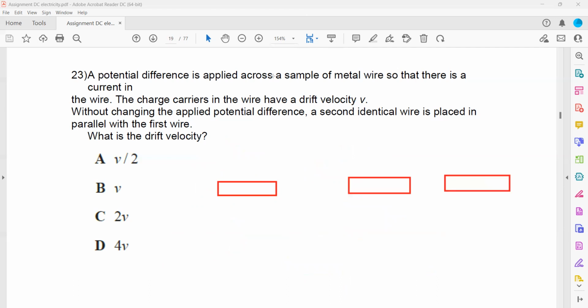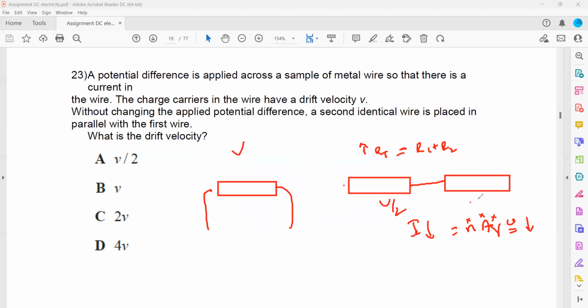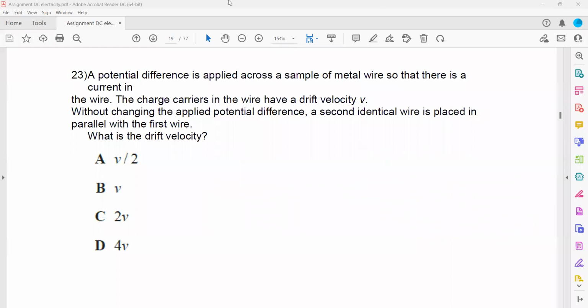So now what will happen, because when we connect two components in series, the resistance will be R1 plus R2. Means the combined resistance will be high. If the combined resistance increases, the current will decrease. If the current decreases, I equals N A Q V. So N is not changing, A is not changing, Q is not changing. So what happened to V? V will decrease. So in that case, V will become half. But in this one, like this will be V by 2, this also will be V by 2. But because here it is connected in parallel, when they're connected in parallel, it receives the same voltage. That's why the drift velocity will also be the same.